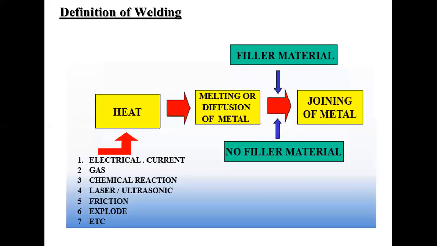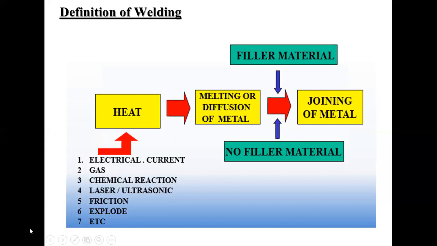Next, through this block diagram I'm going to discuss the definition of welding. I have already told one important term that we require for our welding job, that is the heat. And we can produce this heat by various processes like electric arc welding, electric current in the case of arc welding, gas for gas welding, chemical reactions as in the case of thermite welding, laser or ultrasonic, friction, explosive, and other processes to generate the heat.